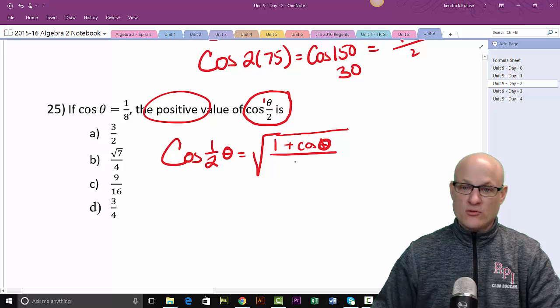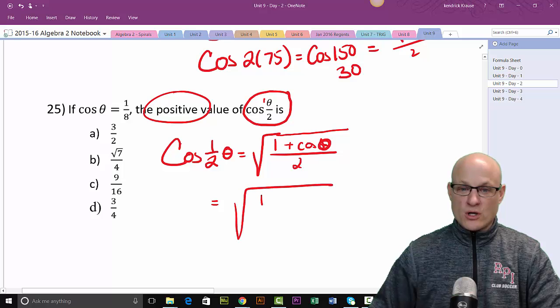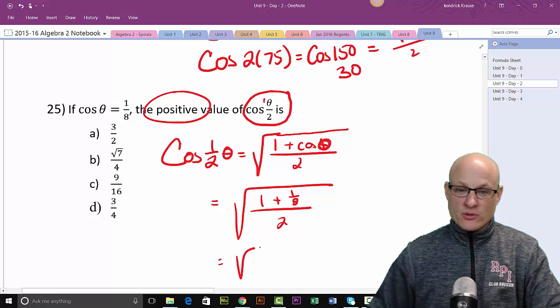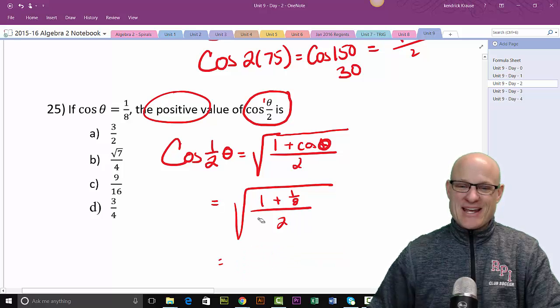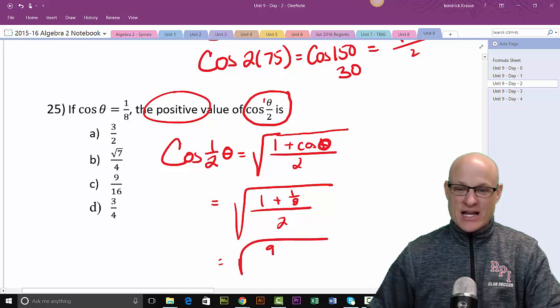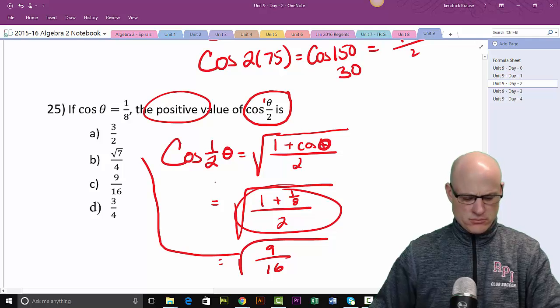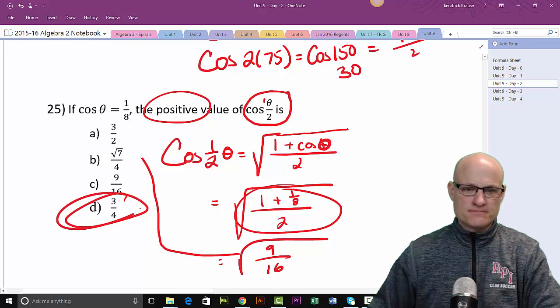So this is equal to square root of 1 plus 1/8 over 2, which is equal to the square root of 1, 8 eighths plus 1/8 is 9 eighths. This is the square root of 9 over 16 if you just put this stuff in your calculator, which is, of course, 3/4. Square root of 9 is 3. Square root of 16 is 4.